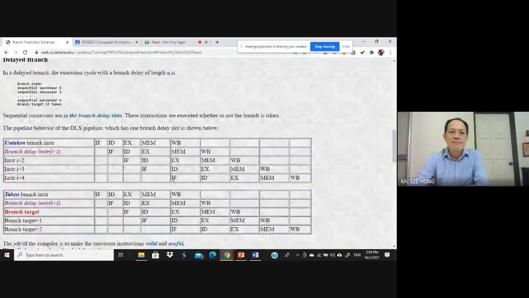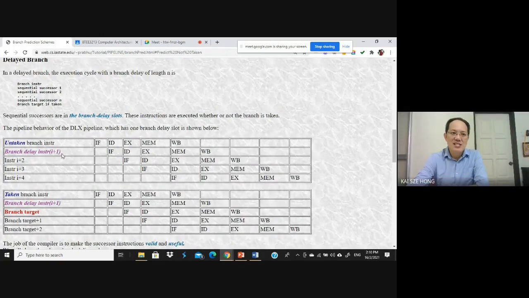Same thing will happen. If it's an untaken branch instruction, then with the branch delay, the delay instruction is I plus one here. Then after that, it goes to I plus two, and if not taken, to I plus three, I plus four. So there's no difference in terms of how they handle that.